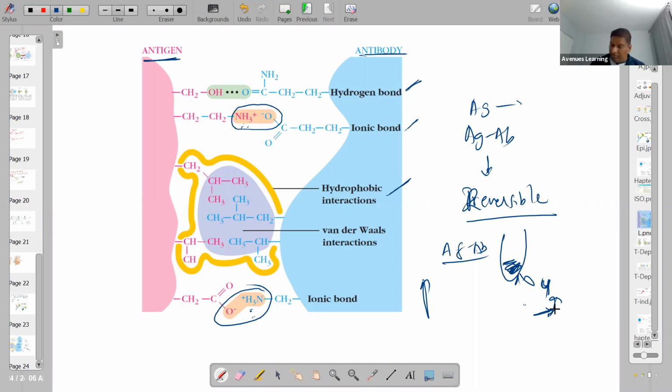In the same way, just instead of ionic bonds, just imagine they are bound only by hydrogen bonds. None of the other things are there. Then these hydrogen bonds can be easily broken if we increase the temperature. So if you take this antigen antibody mixture and heat it up, then immediately these hydrogen bonds are broken.